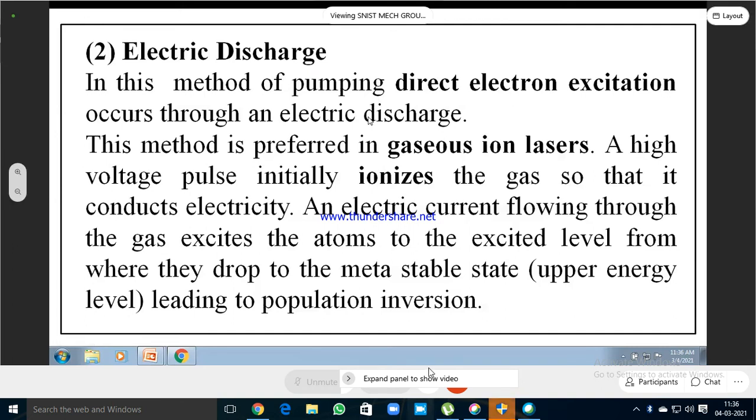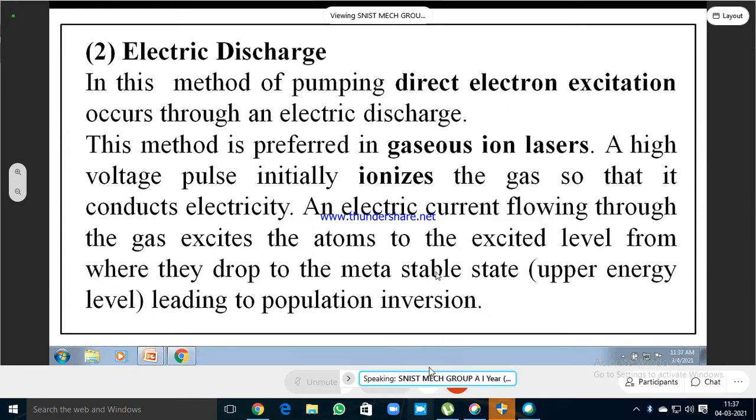Some kinds of lasers, like carbon dioxide lasers, use the electrical discharge pumping method. The reason is that in gas lasers, whenever you start the electrical discharge, the voltage pulse initially ionizes the gas. When the gas is ionized, electrons are released, so those electrons conduct electricity.